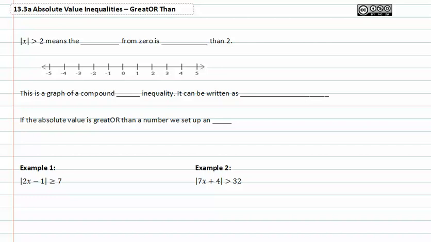In this video, we're going to talk about absolute value inequalities. There's a little bit of a play on words going on here, and it's meant to help you understand how to graph absolute value inequalities. Notice that if you have an absolute value that is greater than a number, it means that you are traveling a certain distance from zero.